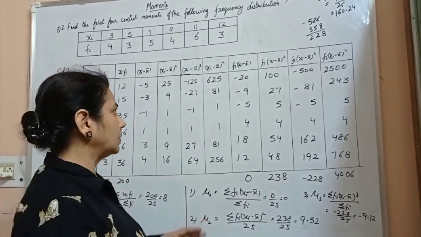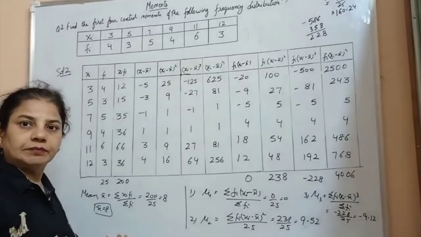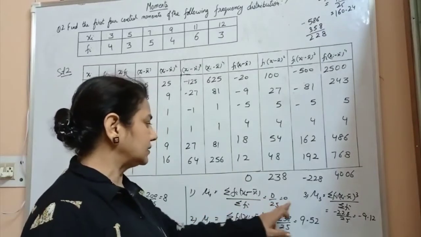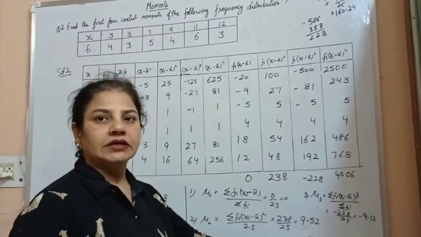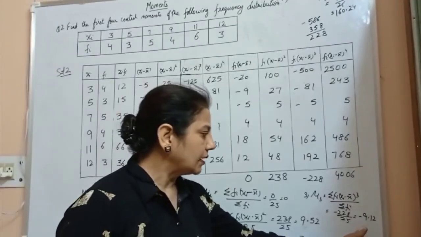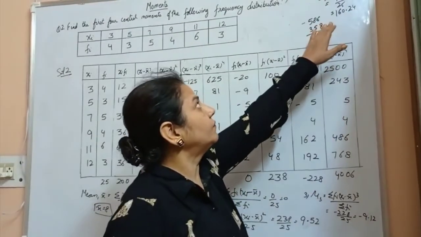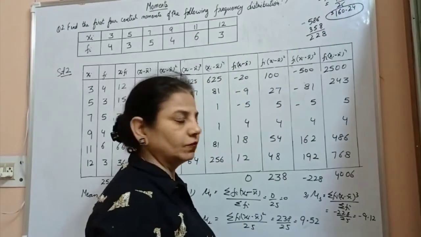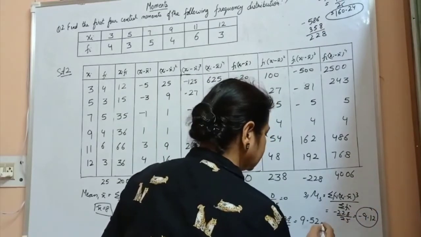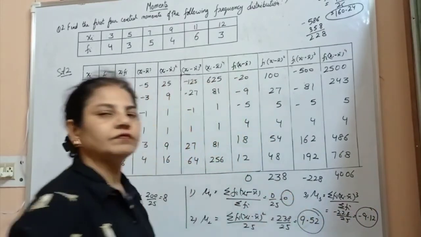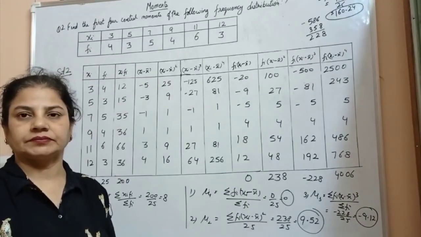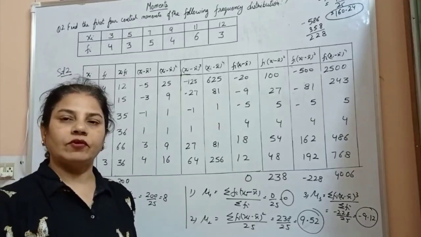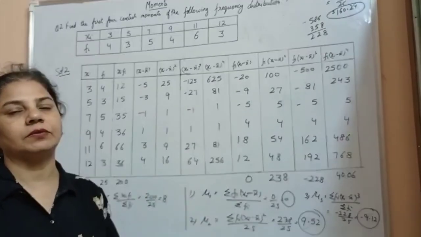So this is how we calculate for the frequency distribution. First we have to calculate the mean, which we calculated as 8. Then we calculate the first central moment, which is 0. The second central moment is 9.52. The third central moment is minus 9.12. And the fourth central moment is 160.24. This is how you have to calculate. We know the formula, substitute the values in the formula and just calculate the central moments.